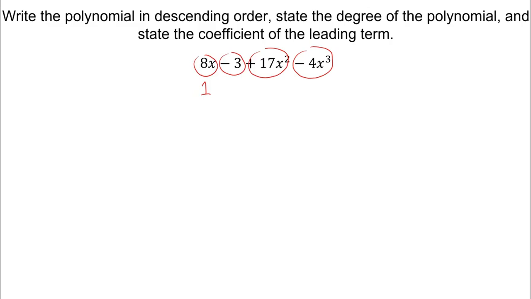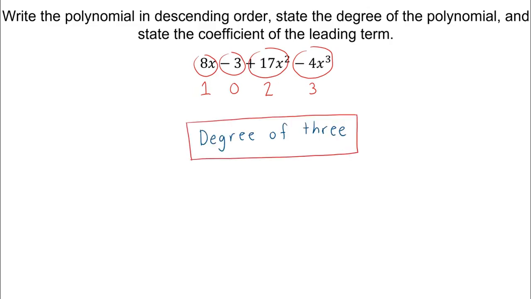The second term, minus 3, is a constant. That has a degree of 0. The third term, 17x squared, has a 2 as an exponent on our variable. So that term has a degree of 2. And the last term, negative 4x to the 3rd power, has a degree of 3 because 3 is the exponent on the variable in that term. So it looks like the highest degree term is the last one, negative 4x to the 3rd. That means that this polynomial has a degree of 3. Or another way to say that is that it's a 3rd degree polynomial.